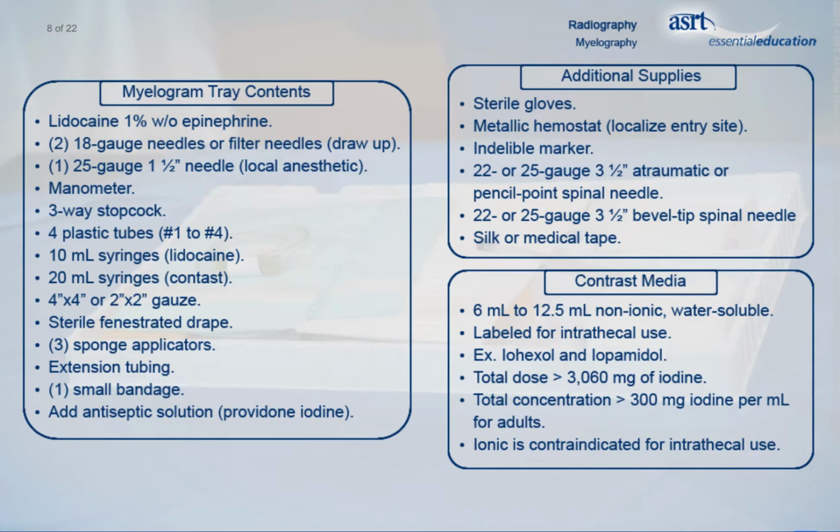Dose and concentration are dependent on the area being examined. Total dose should not exceed 3,060 milligrams of iodine. The total concentration should not exceed 300 milligrams iodine per milliliter for adults. Ionic contrast is absolutely contraindicated for intrathecal administration due to the risk of seizures and other serious complications. Always double-check the contrast to ensure it is non-ionic.